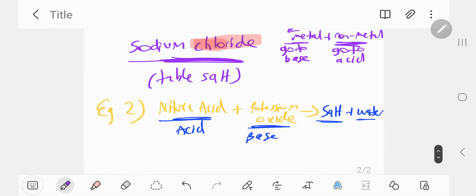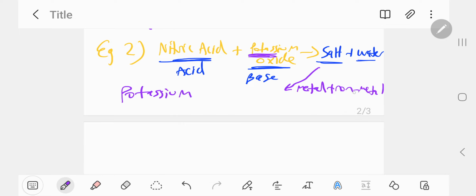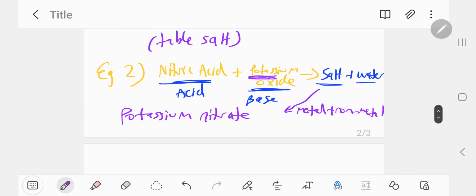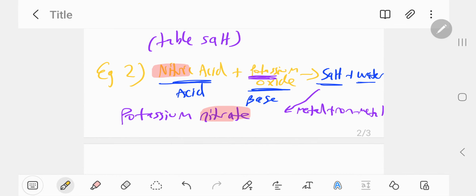Step 1. Step 2, let's write down the name of the salt. I'm going to do it down here. Remember, it's metal and then non-metal. The metal name is found in the base, right? That's potassium. So you write down potassium first. The non-metal is found in the acid. Now, the nitric acid becomes nitrate. Potassium nitrate. That's a salt. So the rule of thumb, nitric becomes nitrate. That's example 2. Let's do another example.